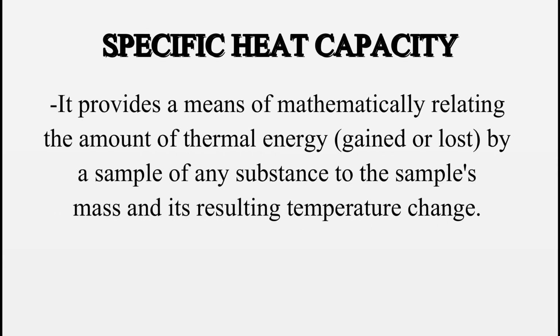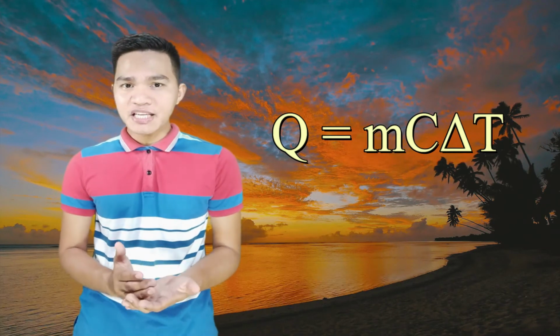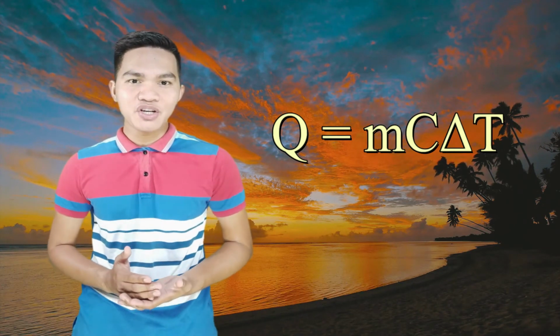Specific heat capacity provides a means of mathematically relating the amount of thermal energy gained or lost by a sample of any substance to the sample's mass and its resulting temperature change. The relationship between these four quantities is expressed in the equation Q equals m times c times delta T, or Q equals mcΔT, to remember the equation easily.